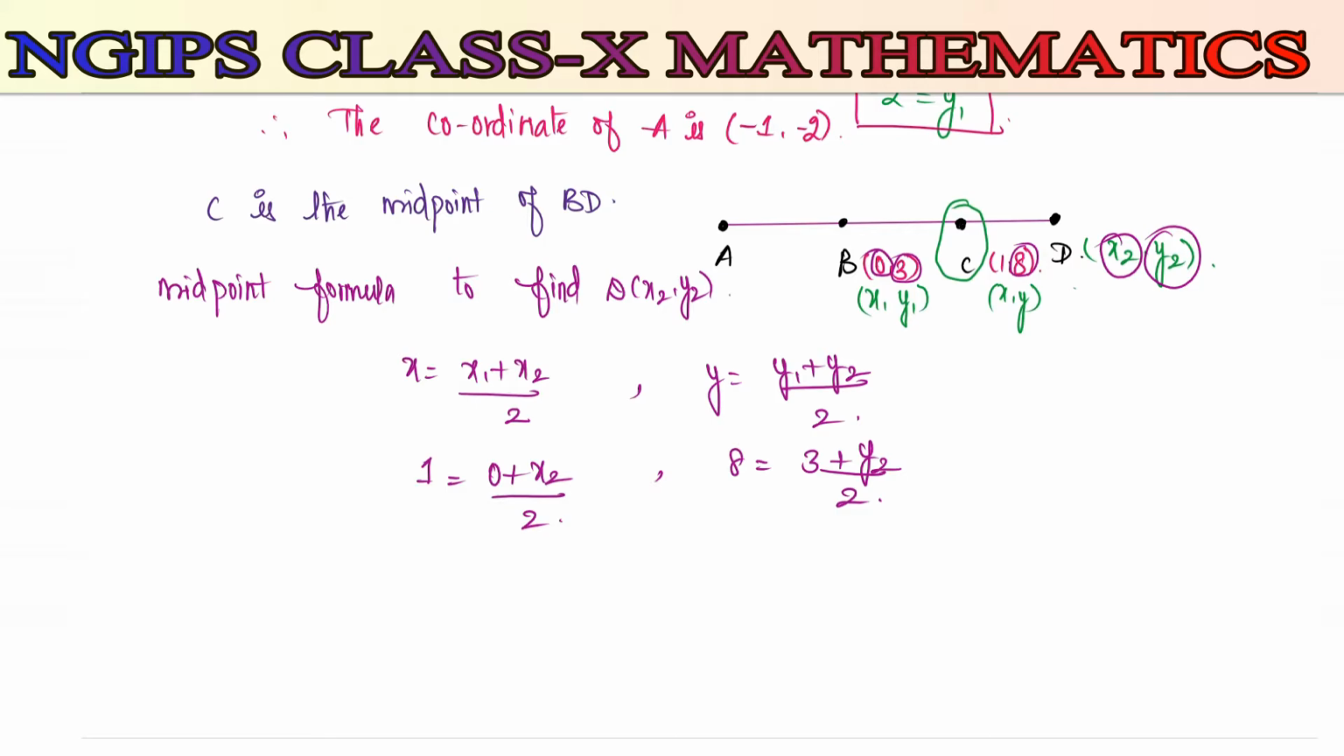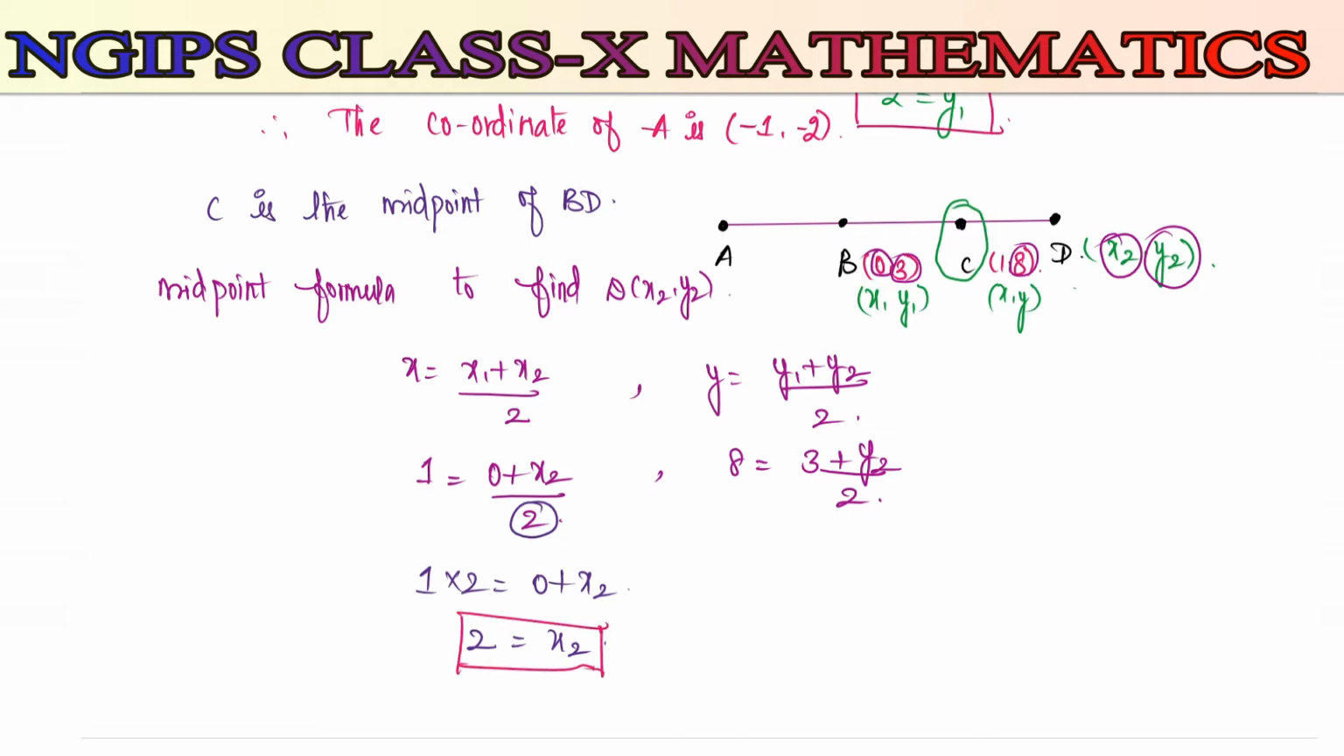When you shift this division by 2 to the opposite side, it will become multiplication. 1 into 2 is equal to 0 plus x2. So 1 twos are 2 is equal to 0 plus x2, which is x2. So the x2 value we got here is 2.